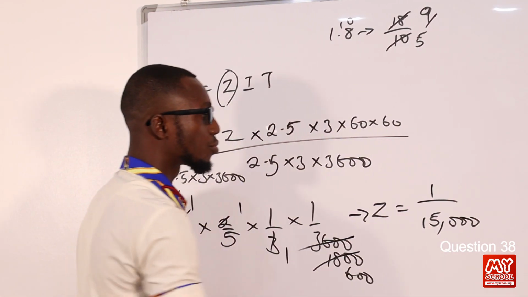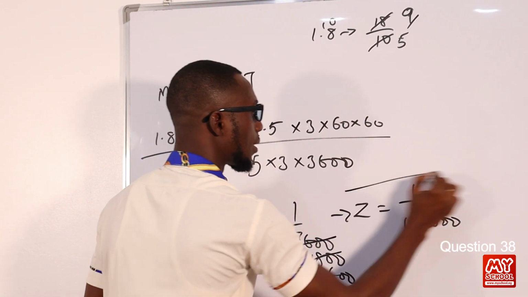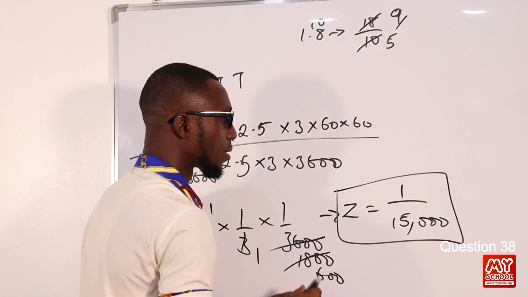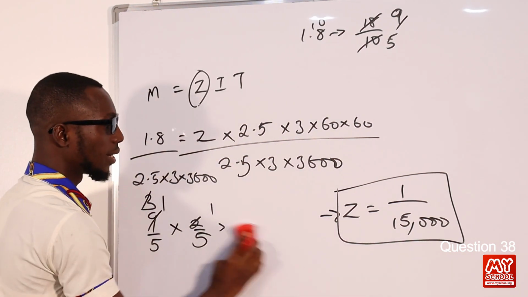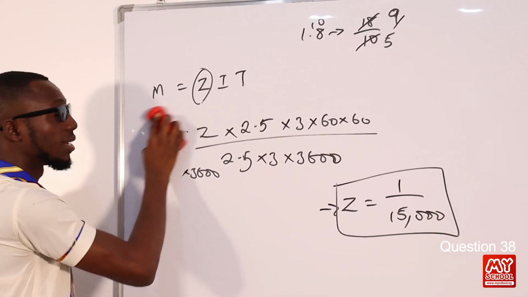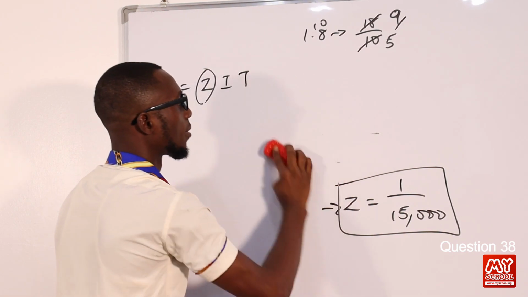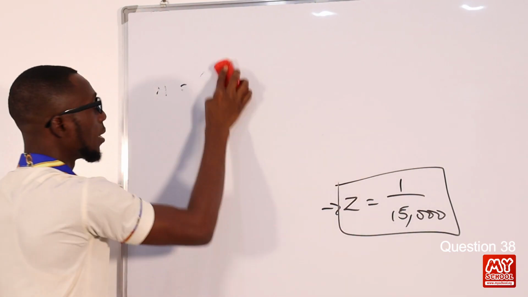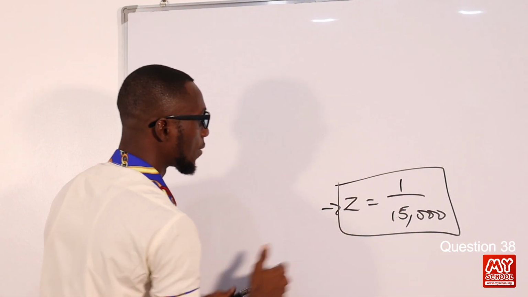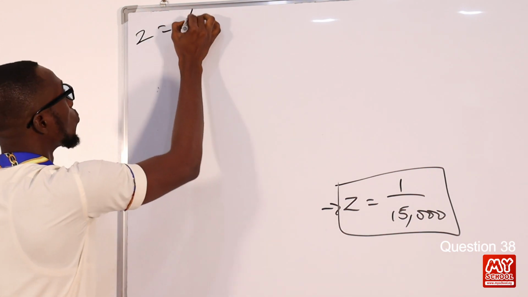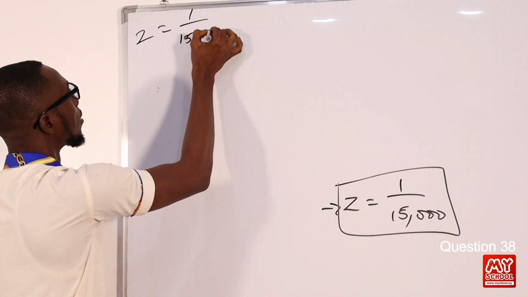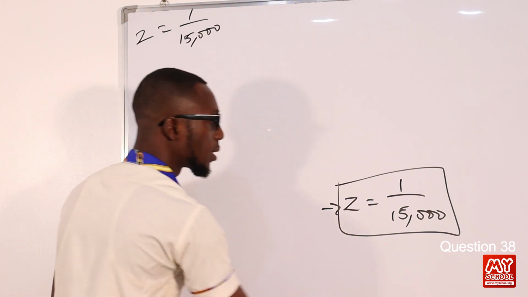Okay, so we are just going to impute this in the next statement that we are going to interpret. So you can take your time to go over this clip over and again until you understand the concept at your own pace. So somewhere on the board, we are going to store this value of Z as 1 over 15,000. So we are going to impute it in the next statement.